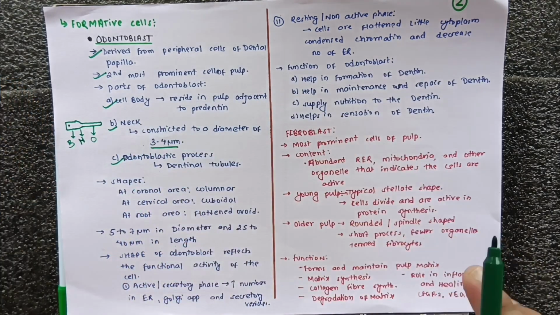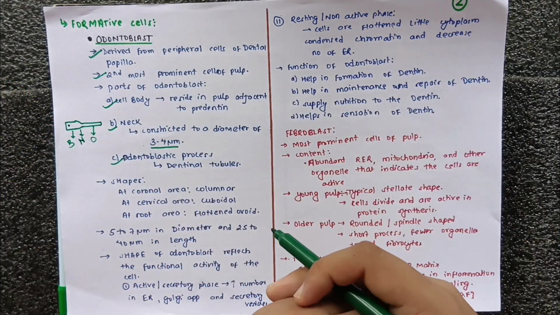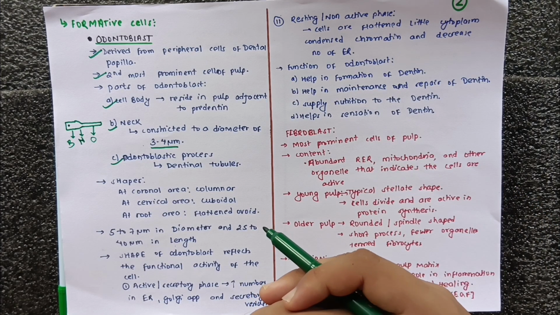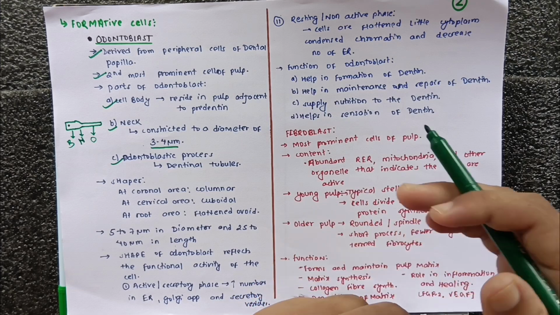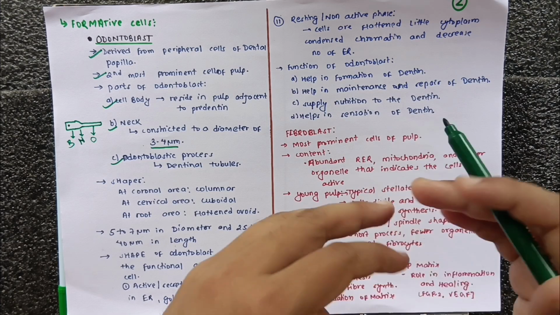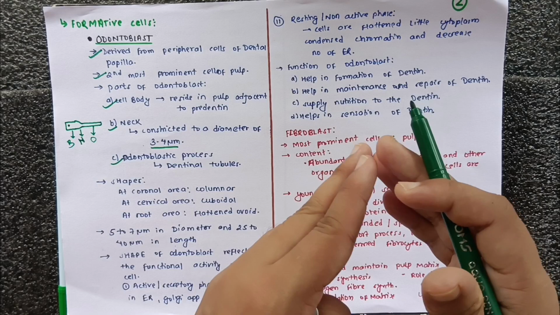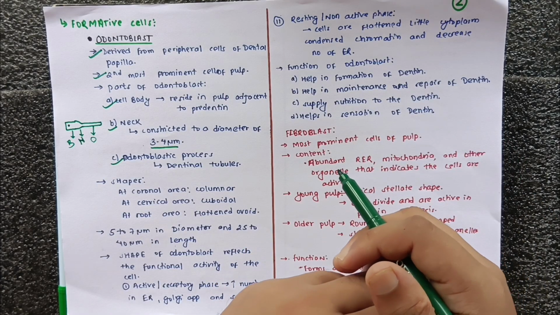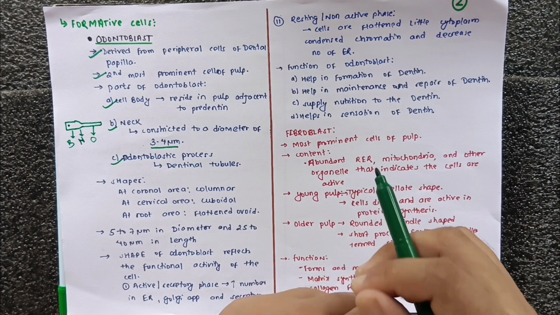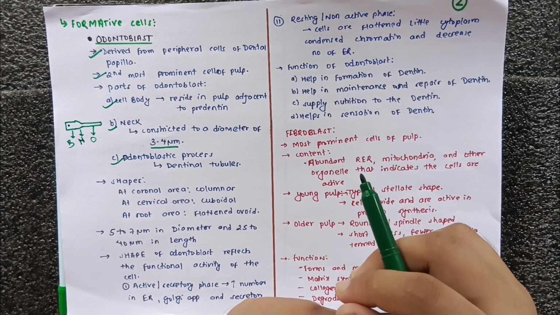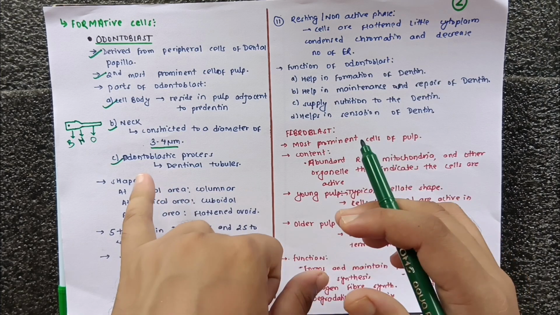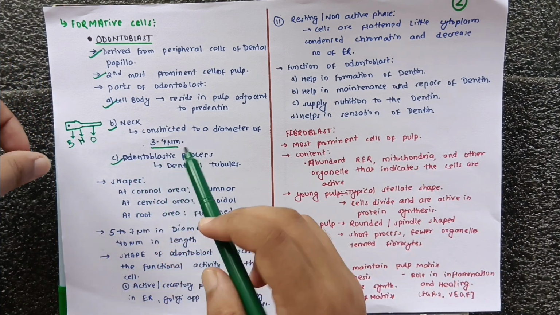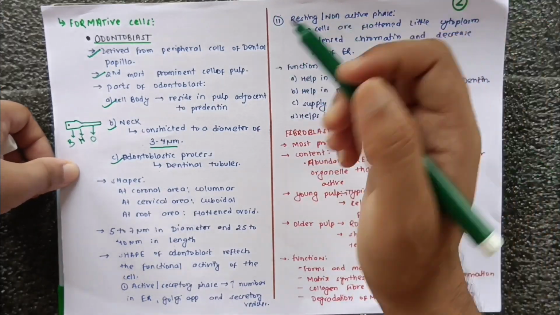So we have particularly three major parts of the odontoblast: one is the cell body, another is the neck, and then the odontoblastic process. The cell body resides in the pulp, just adjacent to the predentin, and it gets constricted towards the dentinal side, and that is called the neck, constricted to a diameter of 3 to 4 nanometer. After that, it moves into the dentinal tubules, and that is the odontoblastic process. I have discussed the odontoblastic process and dentinal tubules properly in the dentin chapter, so you can go through that.